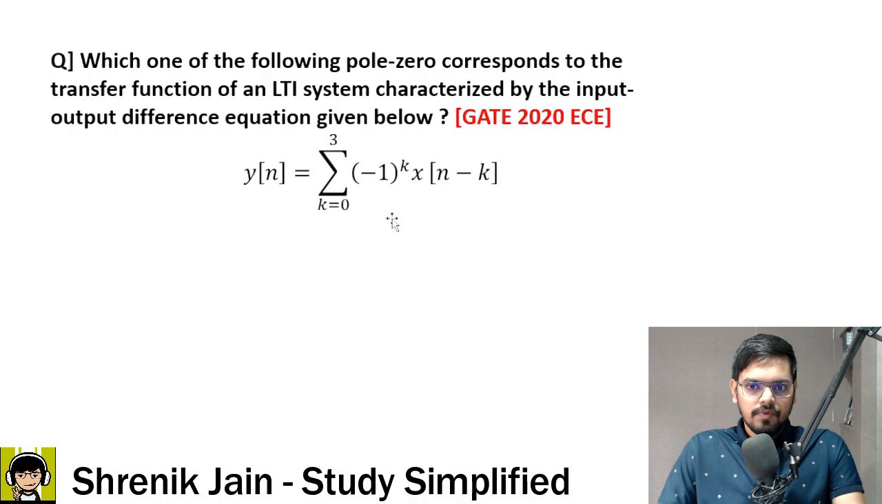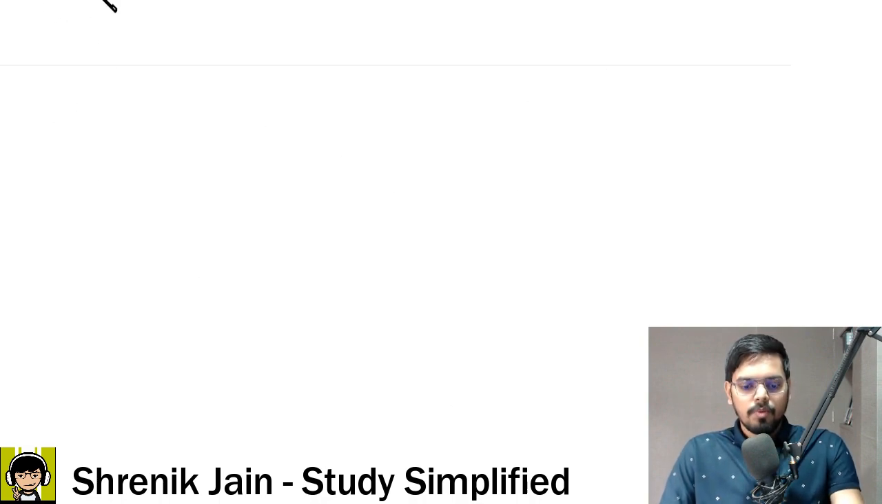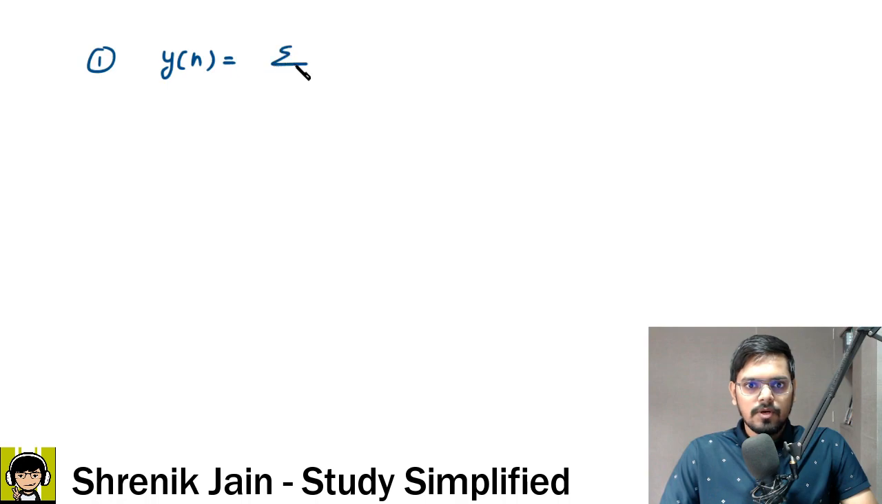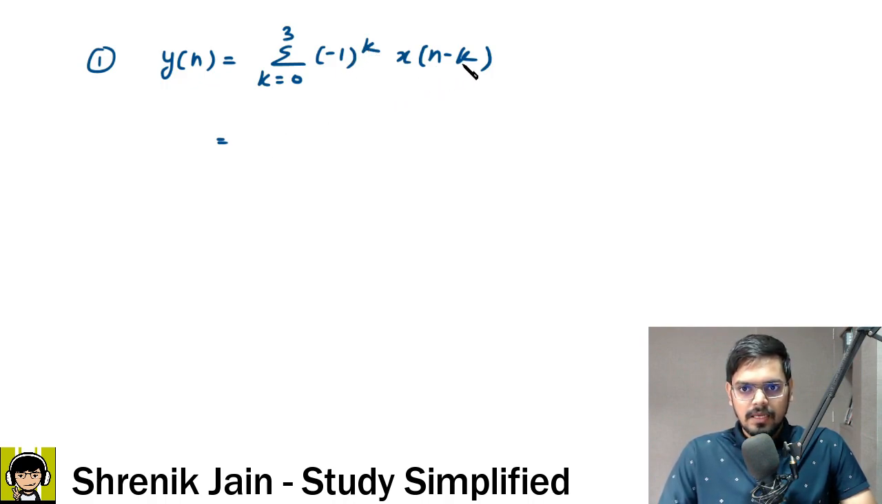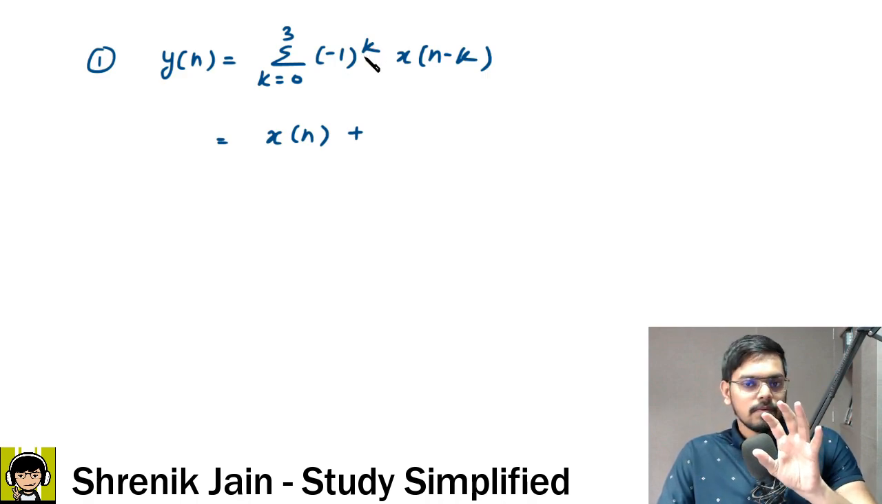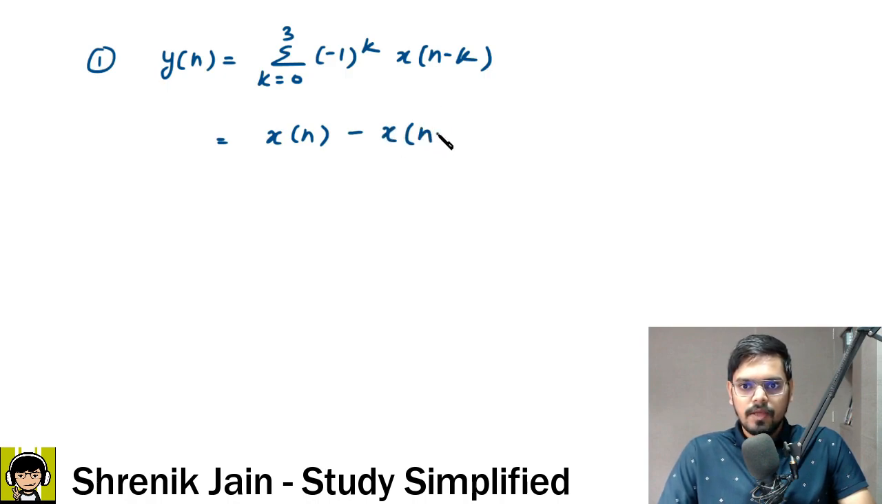First of all, we will open this. Let me copy. Let me say that the given difference equation is y of n equal to summation, k going from 0 to 3, of minus 1 to the power k, then x of n minus k. Correct? So now if k is 0, then we have minus 1 to the power 0, which is 1. And if I substitute k is 0, then x of n is the output. Then k is 1, so minus 1 to the power 1, negation. Here k is 1, so x of n minus 1.